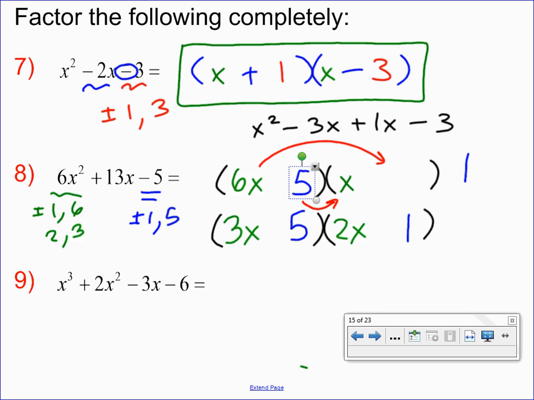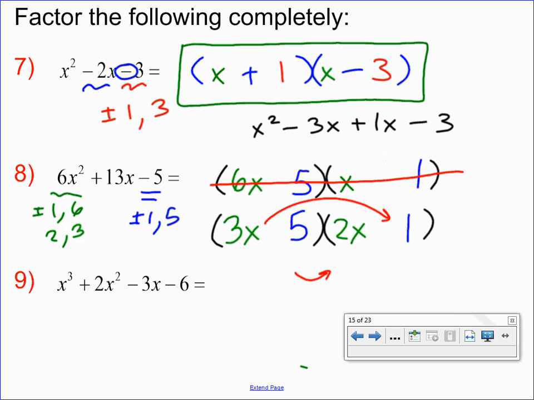Let's try flipping those. Now my outside product is 6x times 1 is 6x. My inside product is 5x. Can I sum those to get 13? No. Well, this one's right out the window. So that's not bad, that's good. We know that it's not the 6x and the 5, and the x and the 5. We know it's not that, which means it must be a 3x and 2x problem. Let's check. Here we go.